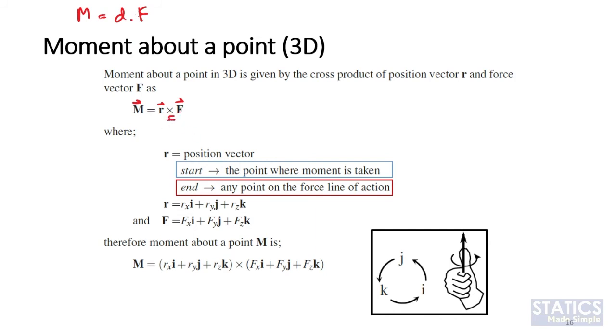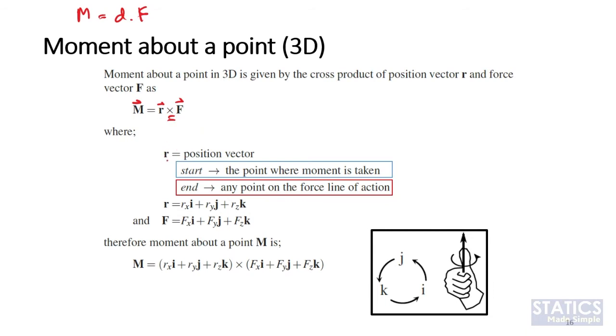Cross product is very sensitive to the order of the vectors. If you have F cross r, it will be in the opposite direction compared to r cross F. So always remember, moment at a point should be equal to r cross F. r is our position vector or distance vector. F is our force vector.